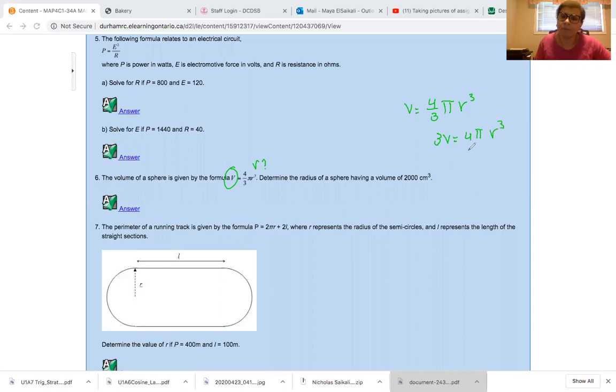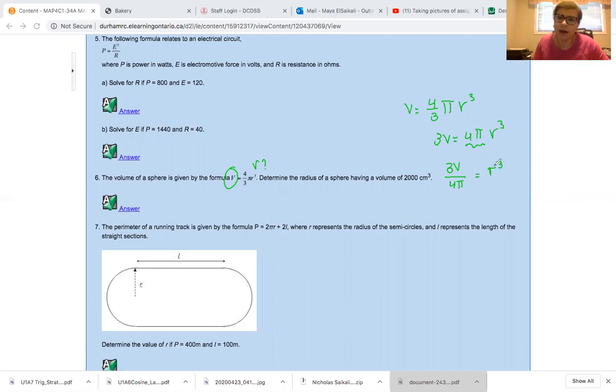Now, I have 4 times pi times r cubed, and I want r by itself. So I have to bring this over here. I can bring the 4 pi, because they're multiplied, they're stuck together, I can bring them both at the same time to the other side. So it's going to be 3V over 4 pi equals r cubed.